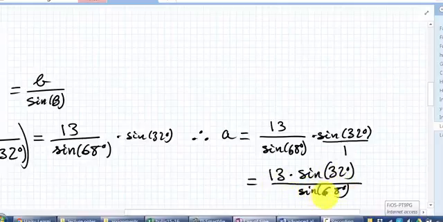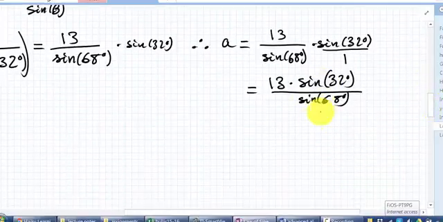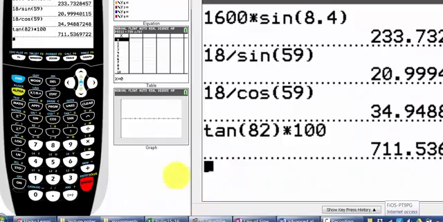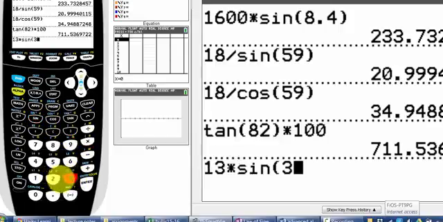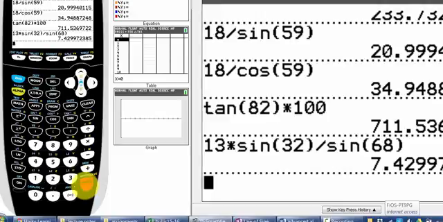That's it. So it's a very simple law to use, right? So let me check out what that is. 13 sine 32 divided by sine 68. So 13 times sine 32 divided by sine 68. What is that equal to? It's equal to 7.429, so 7.43.